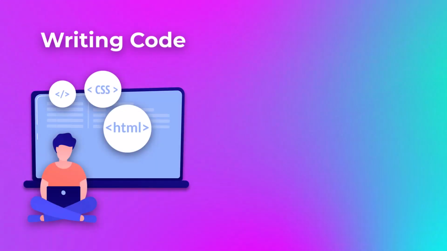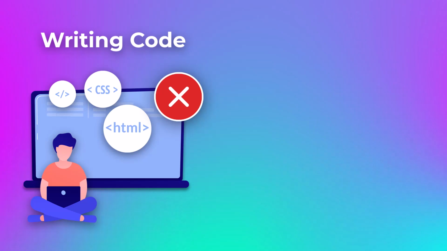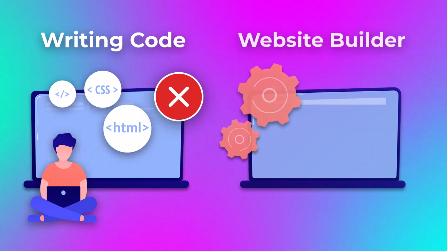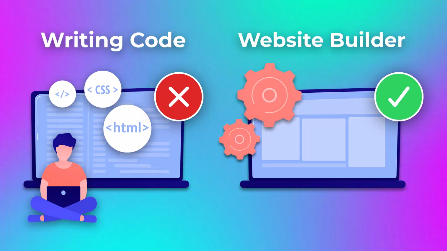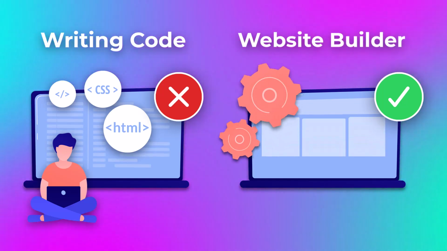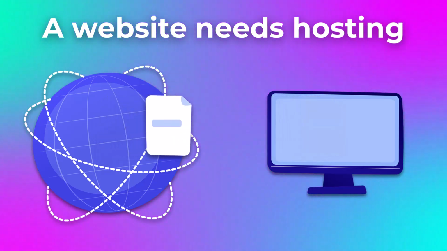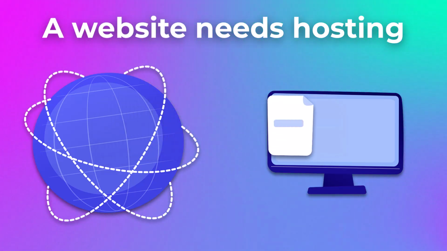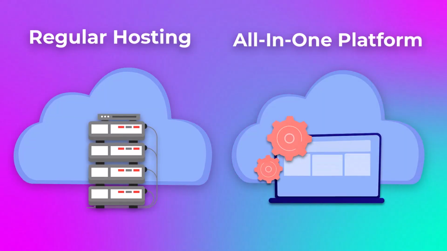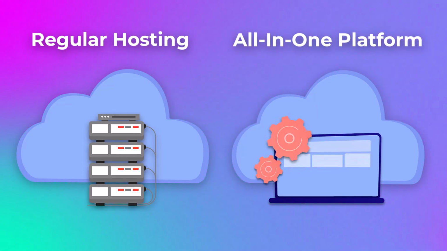There are two ways to build a website: writing code, which requires much time, knowledge, and experience, and using a website builder, which is quick and easy, requires no coding, and is just fun. Any site needs hosting, a service that stores and delivers its pages, making them accessible to users online. There are two hosting types: regular hosting and all-in-one website platforms hosting their sites.